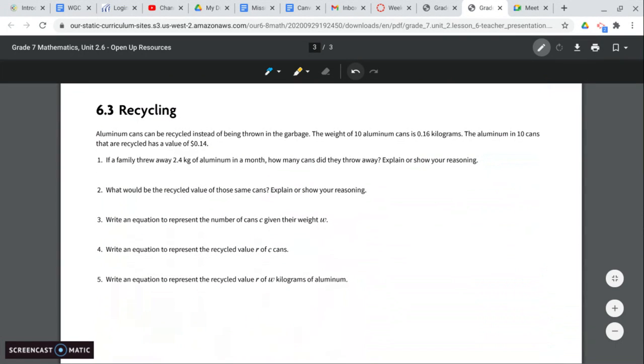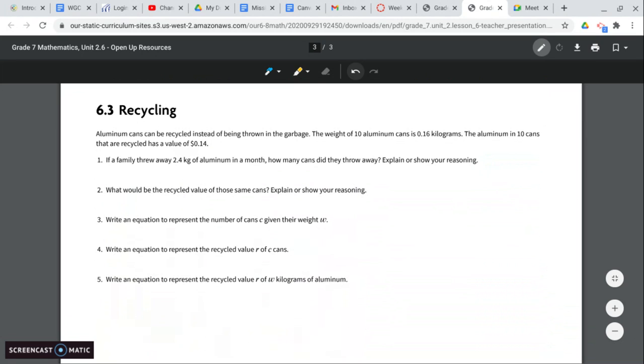All right, recycling. Aluminum cans can be recycled instead of being thrown in the garbage. The weight of 10 aluminum cans is 16/100ths of a kilogram. The aluminum in 10 cans that are recycled has a value of 14 cents. If a family threw away 2.4 kilograms of aluminum in a month, how many cans did they throw away? Explain the reasoning.